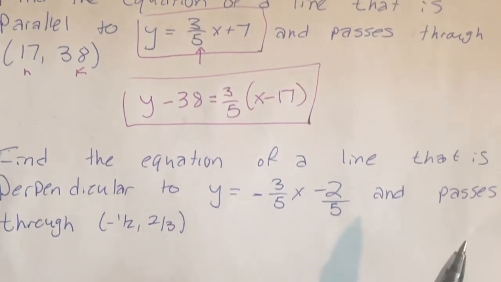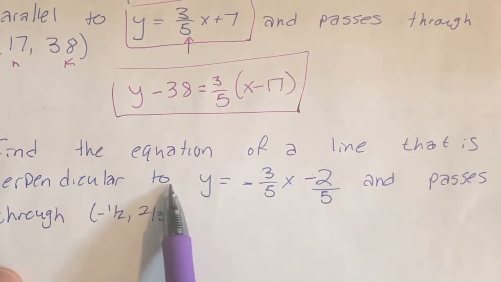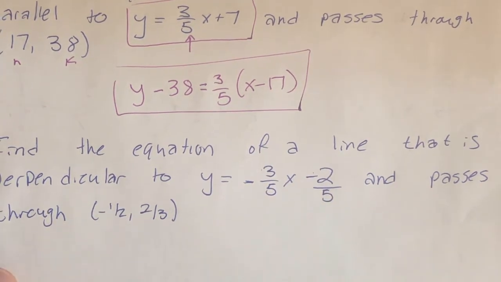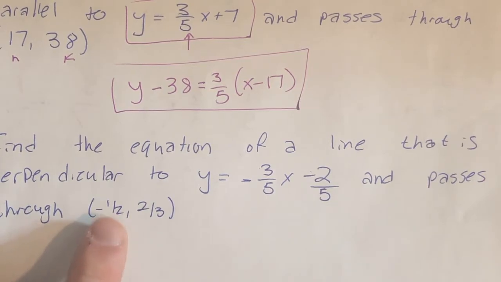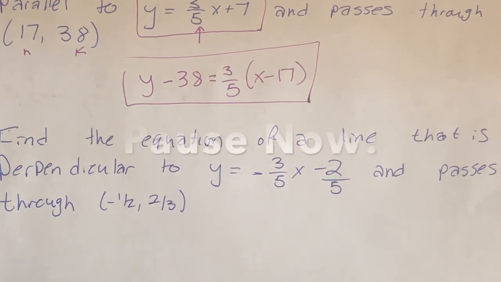Okay, last question for you to try. Find the equation of a line that is perpendicular to y equals negative 3/5 x minus 2/5 and passes through (-1/2, 2/3). Again, pause the video, try to solve, and then I'll show you how to do it.